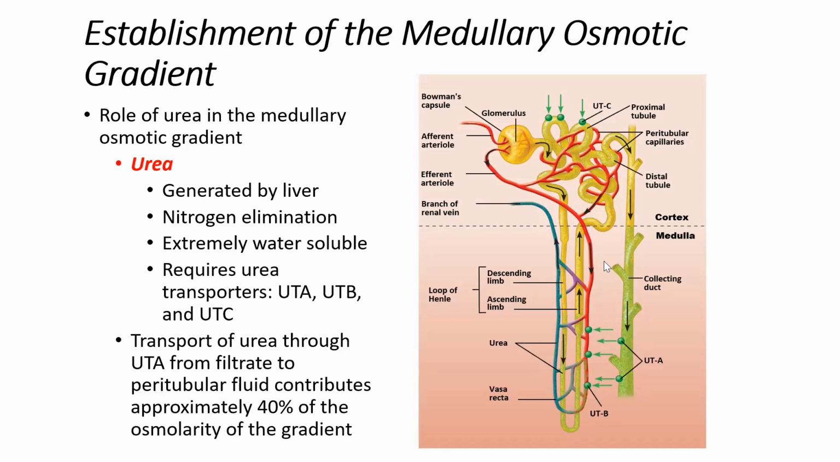And so we've got this urea that's present, that's being moved out of the collecting duct and into the plasma to help create that concentration, to help create that osmolarity in order to facilitate the gradient that's in this part of the vasa recta, okay?